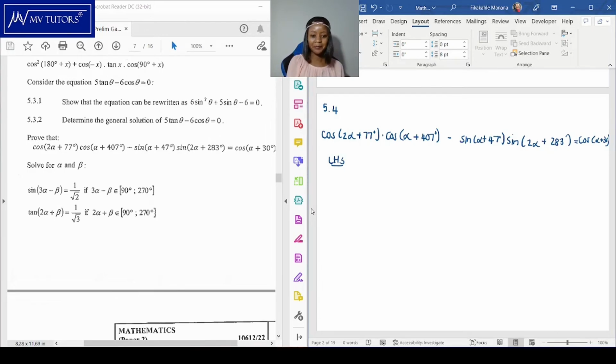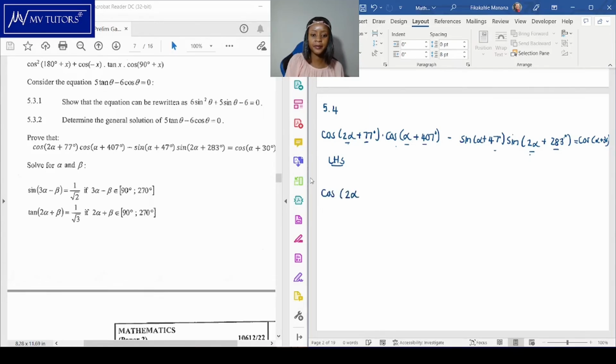What do we see here? First of all, I see I have cos, sine, right? And if the angles were the same, really, I could just write there that cos is 2 theta plus what, or whatever. But the angles, I see they're not the same. So here I have 2 alpha and 77. Here I have 2 alpha and 283 degrees. There I have alpha and 407, and I have alpha and 47. Okay, so let's see, what can we do?